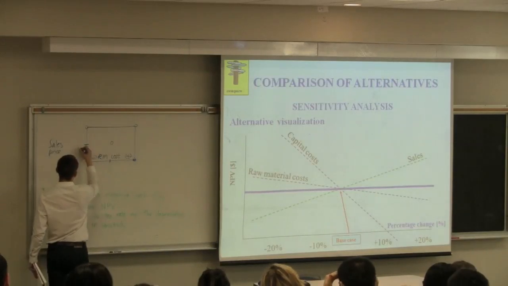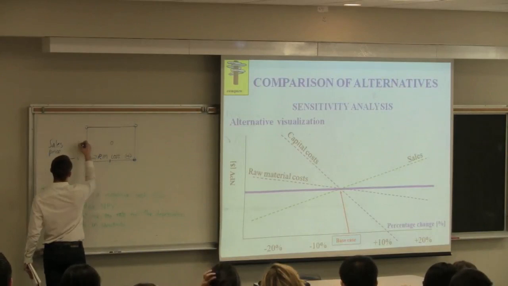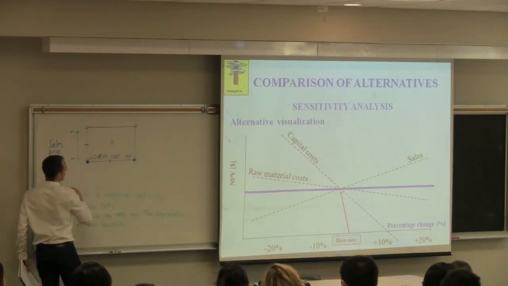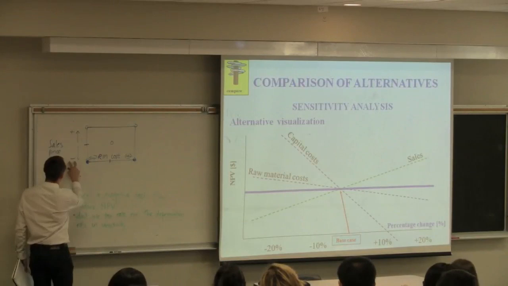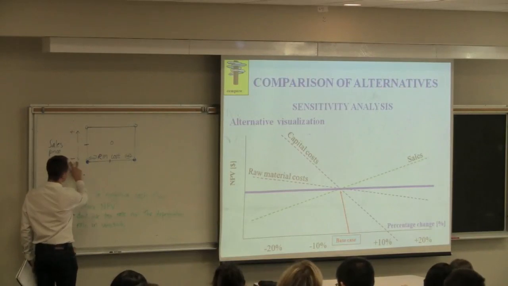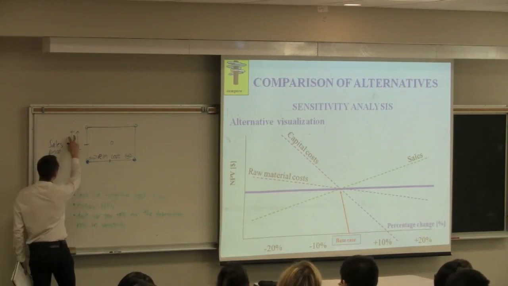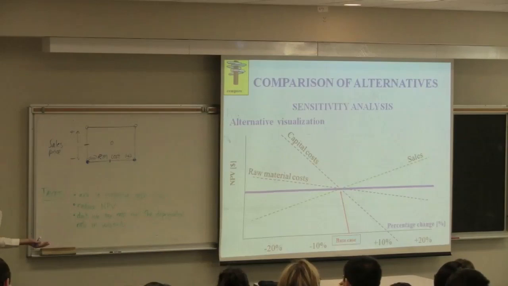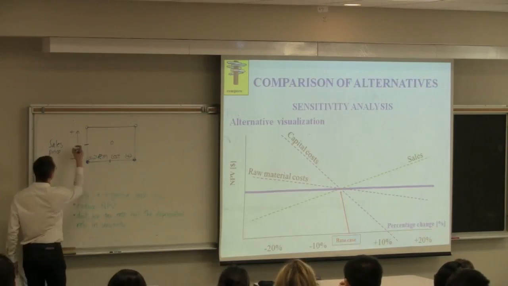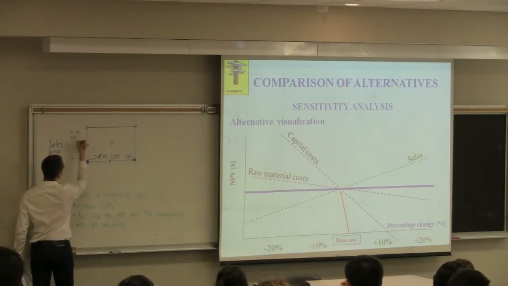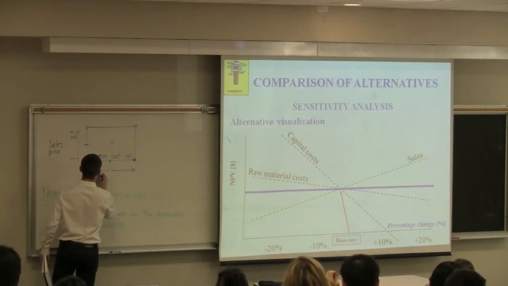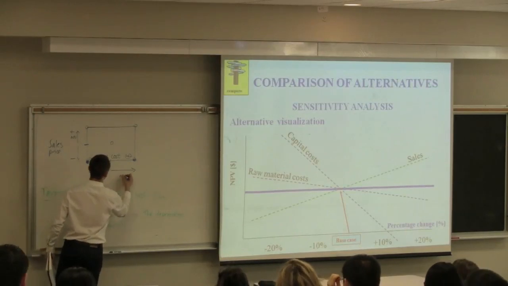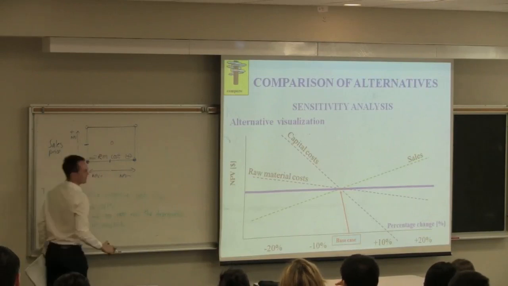If this point down here was low sales price and this point up here was high sales price, I would expect a similar idea. Over down here with low sales, I'm going to have a low NPV. As my sales price is higher than I've anticipated, my NPV is going to go up. So this is the direction of NPV. So here NPV is high, here NPV is lower and lower.